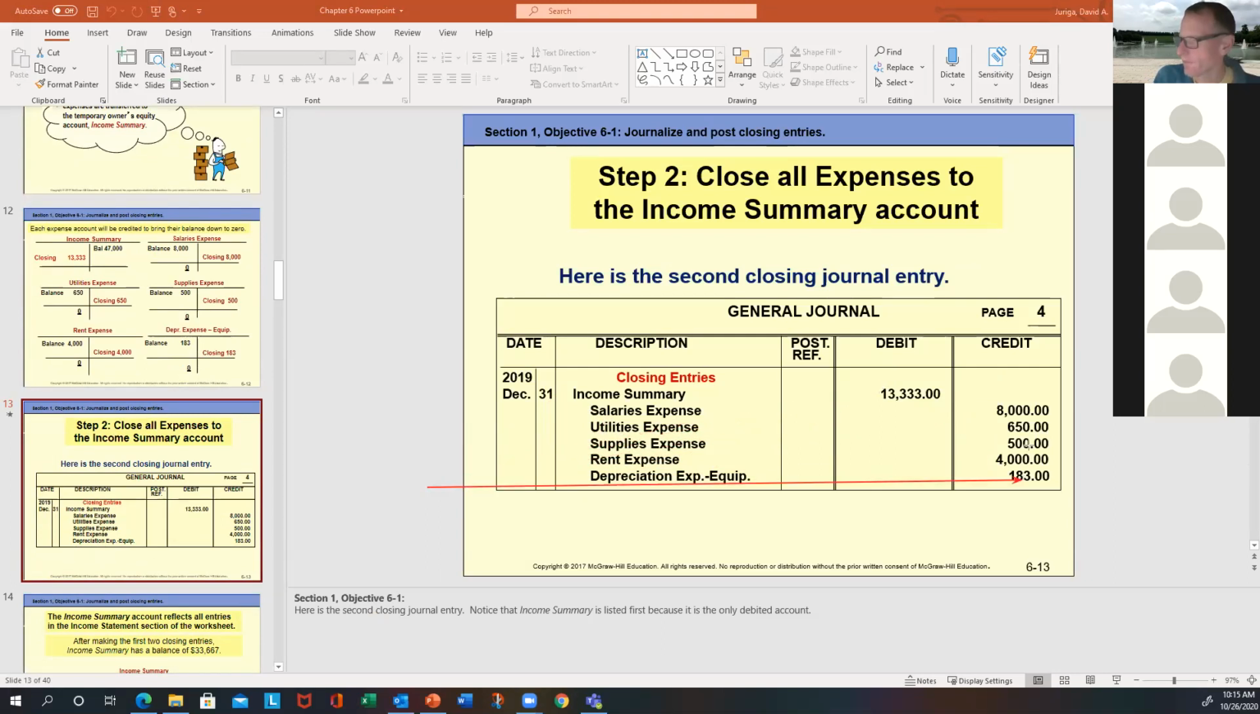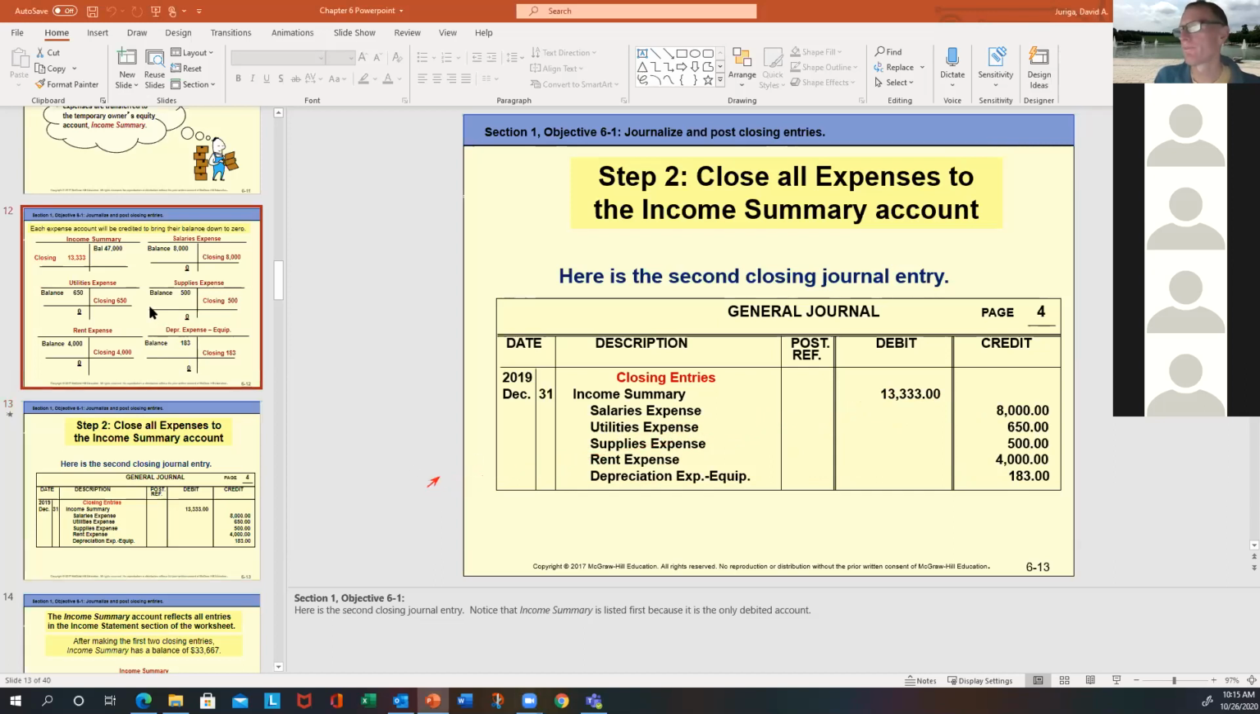So what's happening here is by crediting these expenses and then posting them to your ledger, these accounts would then have a zero balance. I'll show you that in a moment. And then income summary would then have $13,333 as a debit. And then at some point in step 3, we would have to get the income summary balance to close it out. So let me show you the ledger.